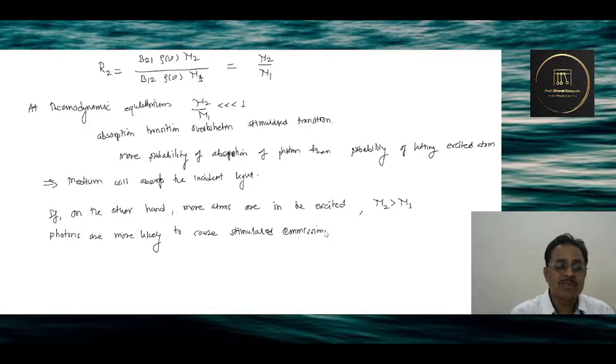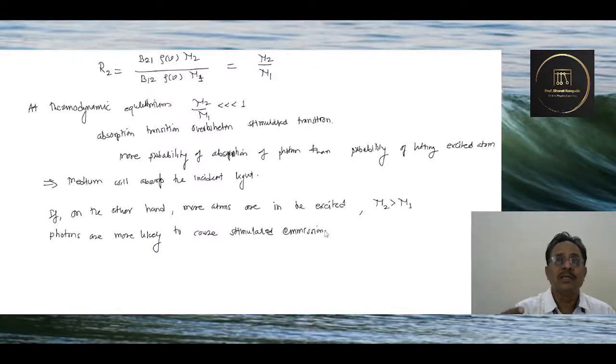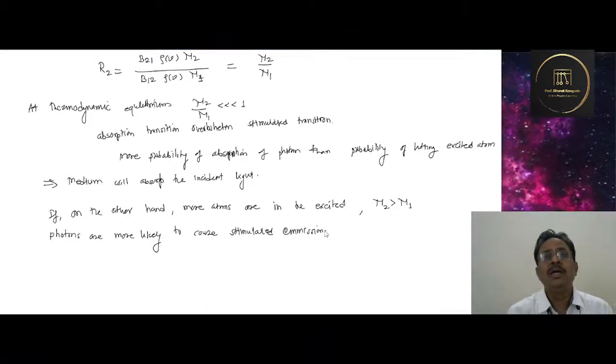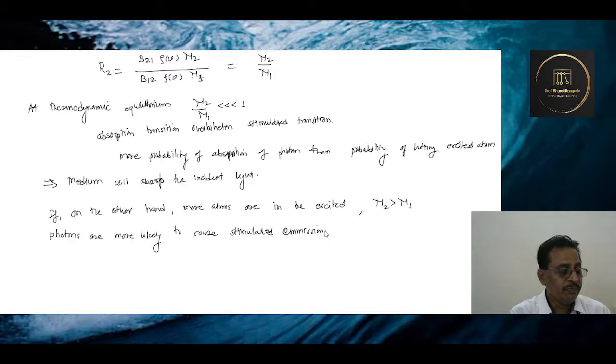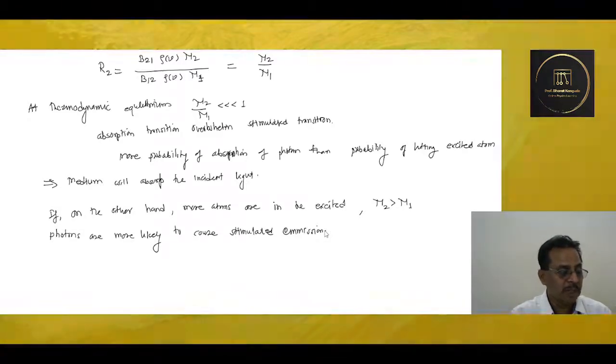Cascading means first one single photon comes, that causes emission of 2 photons, then these 2 photons can be used for the de-excitation of the next 2 atoms, and again it will give you 4. So 2, 4, 8, 16, 32 and so on. In a very small fraction of time, a large number of such radiations will be emitted, and that is what causes laser action. So to have this laser action, we have to create a condition where N2 is made much larger as compared to N1. Okay, so photons are more likely to cause stimulated emission than absorption.